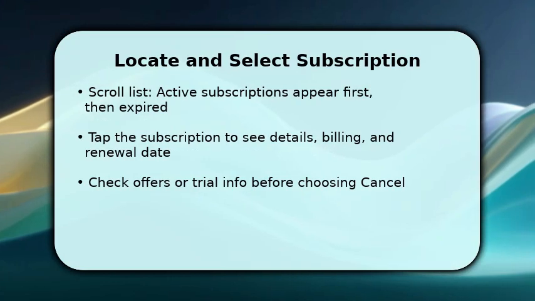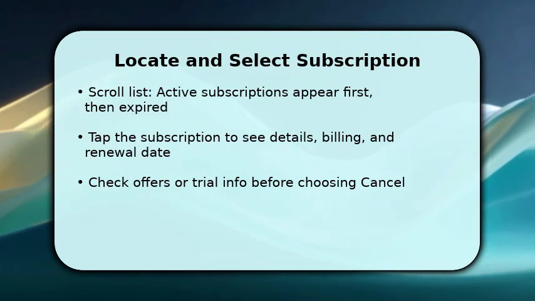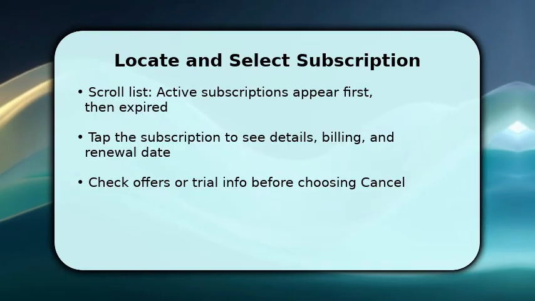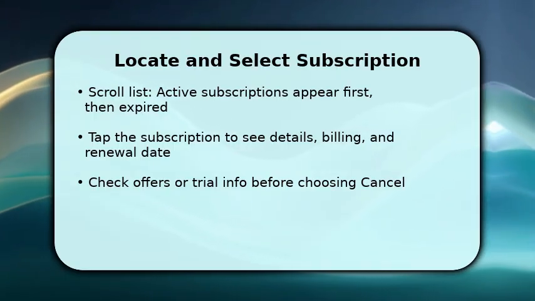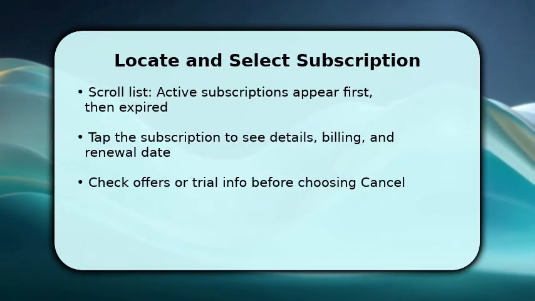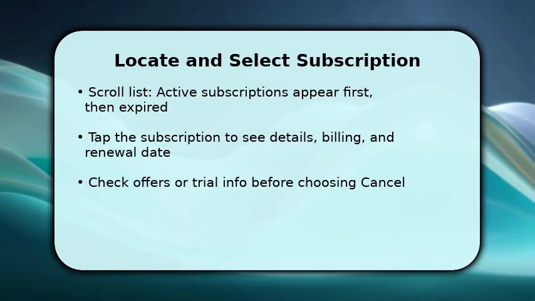You should see a list showing active subscriptions at the top and expired ones below. Scroll to find the exact service you want to remove. Tap the subscription to view details like next billing date, price, and available plan options. This tells you why and when charges occur.